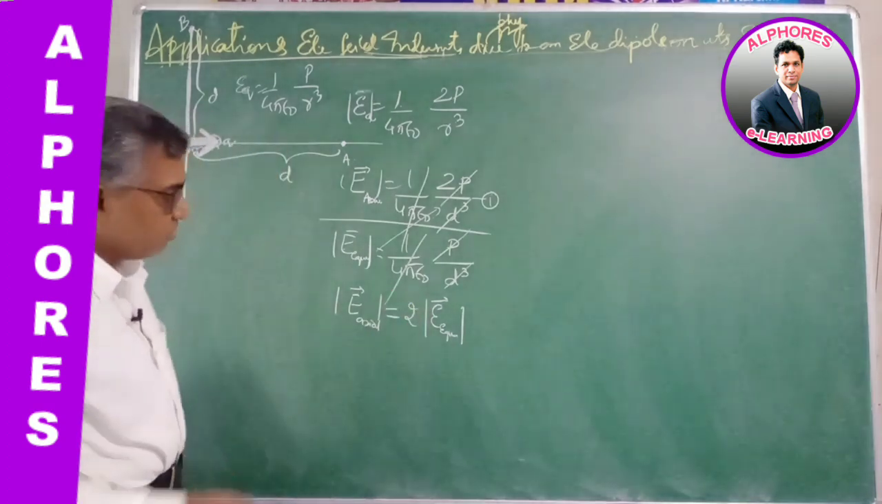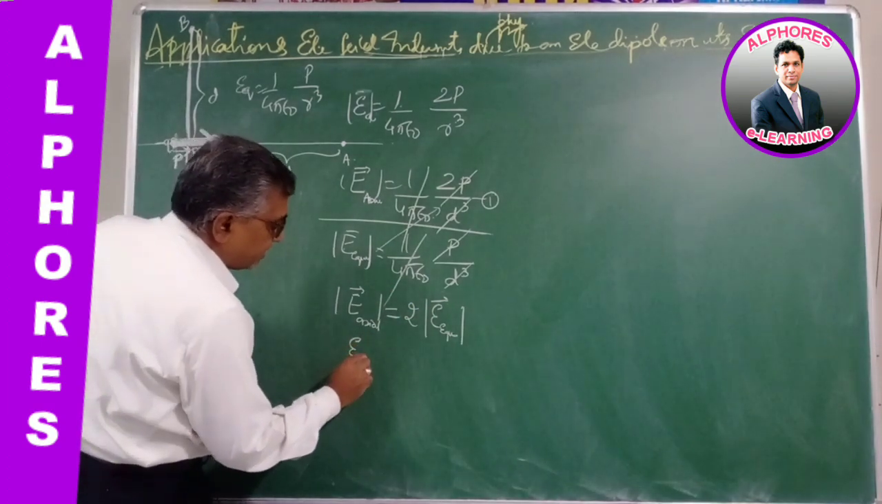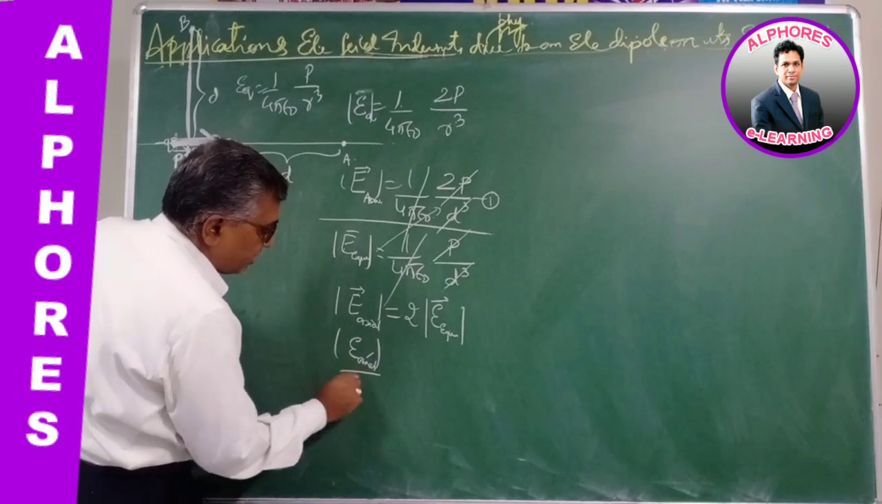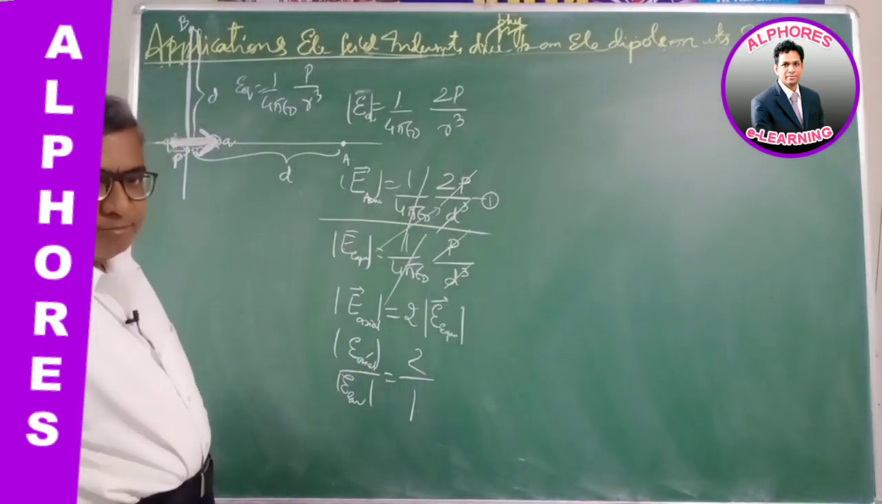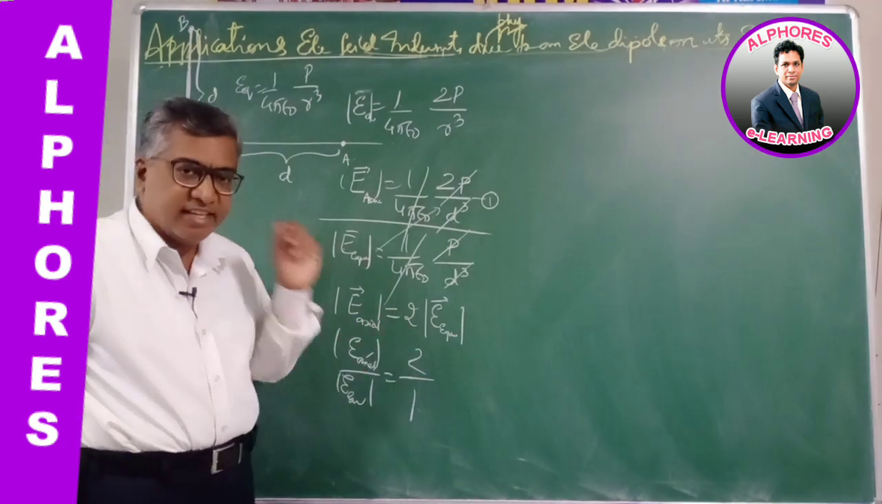Magnitude wise, what is the ratio? The ratio of the electric field on the axial line to the electric field on the equatorial line is 2:1. So E axial is twice E equatorial.